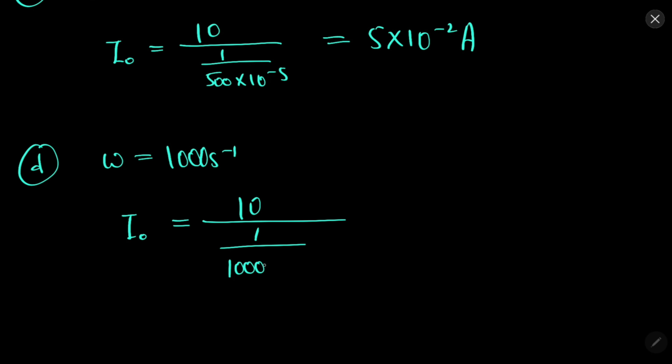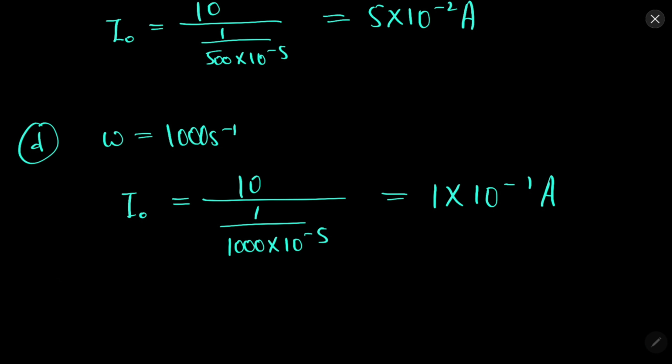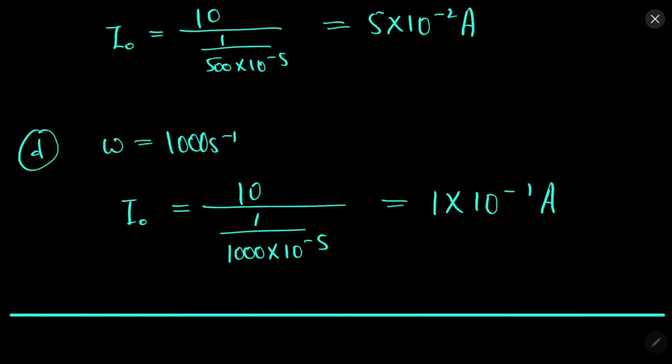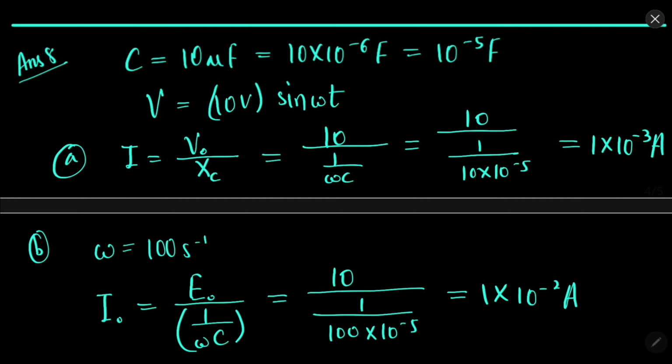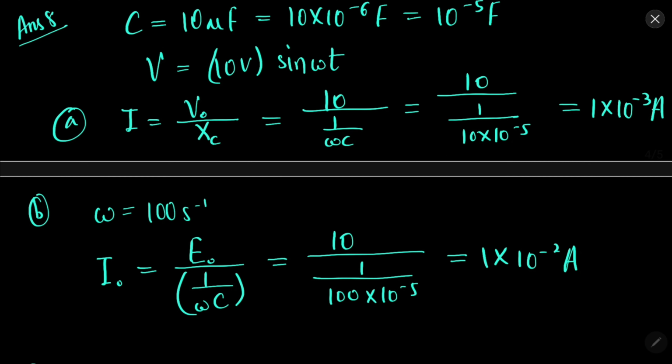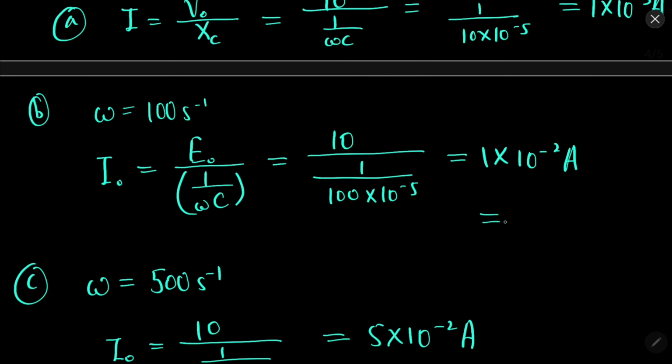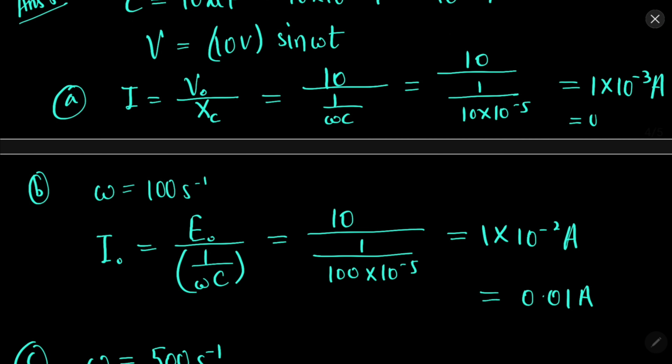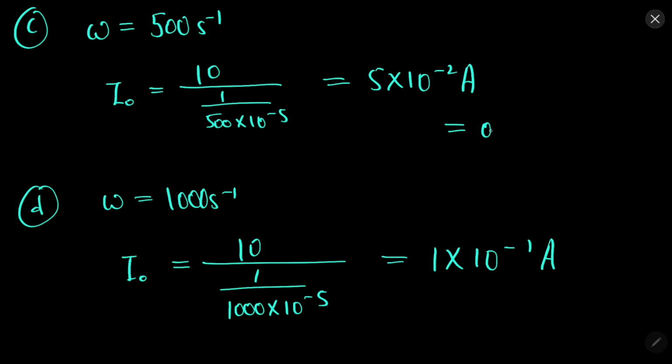One over 1000 into 10 to the power minus 5 will give us 1 into 10 to the power minus 1 ampere. So these are the values in various situations. This is 0.01 ampere. This is 0.001 ampere. This is 0.05 ampere. And this is 0.1 ampere.